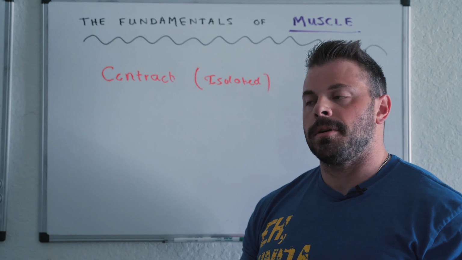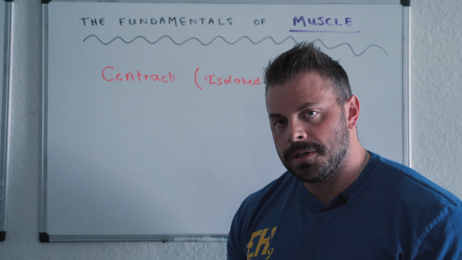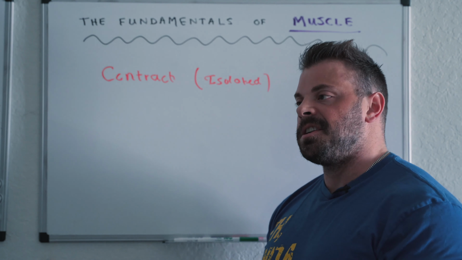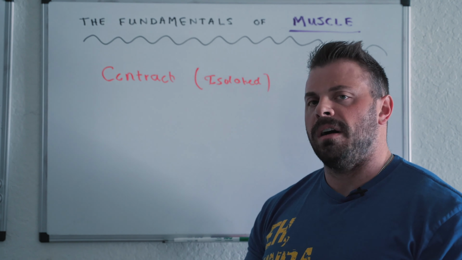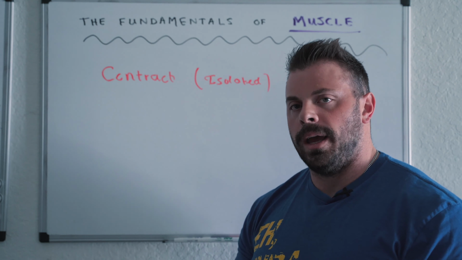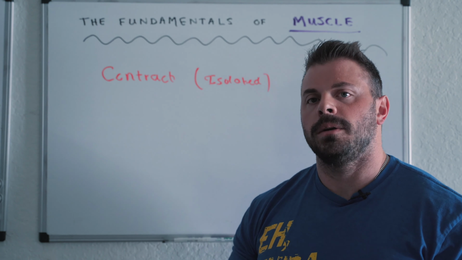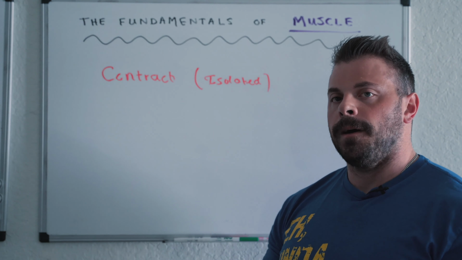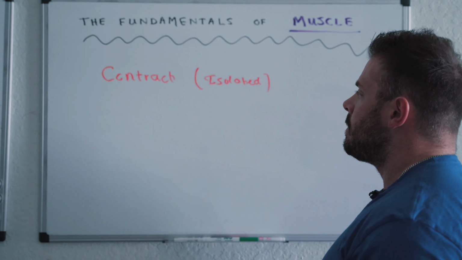So if I'm doing a bicep curl, I want the majority of tension to be produced. I want the majority of that resistance to be going through the bicep. I don't want it to be going through my forearm. I don't want it to be going through my hand. I don't want it to be going through my front delt or my clavicular part of my pecs. I want it to be in my bicep. Okay, so again, having an understanding of function is very important to that.